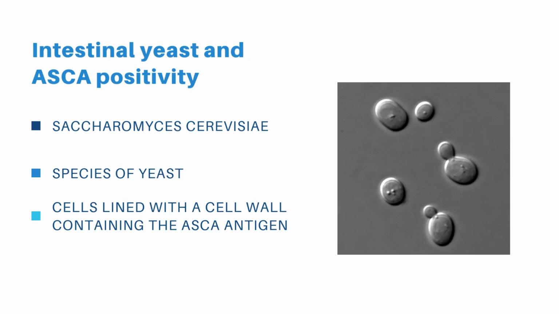Now, here is where it gets interesting. There is a connection between intestinal yeast and ASCA positivity. We're talking about specific species of yeast. These are cells that have a cell wall containing what we call the ASCA antigen. The most important one here is Saccharomyces cerevisiae, which you might know better as baker's yeast or brewer's yeast. This yeast plays a crucial role in the development of ASCA antibodies.